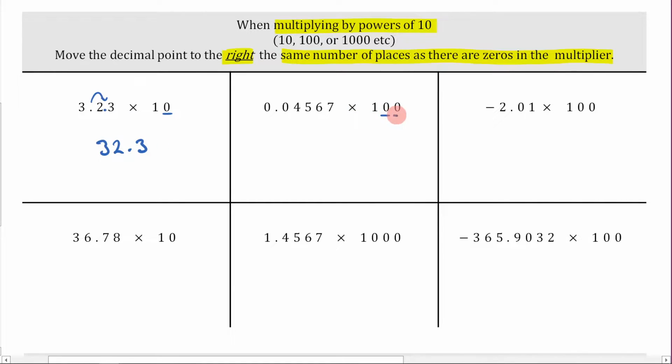Let's move on to the next one. If I have two zeros, I move it twice to the right. So now my decimal place is there. It's 4.567. If I give you negative 2.01 times 100, I've got two zeros, so I move it twice to the right. So it's going to become negative 201. Then I can put a 0.0 if I want, or I could just leave it, because remember, if you don't put the decimal, there's a decimal at the end. So you can do what you like there.